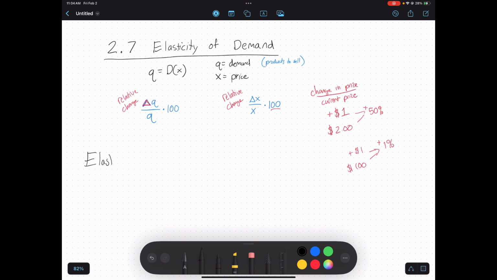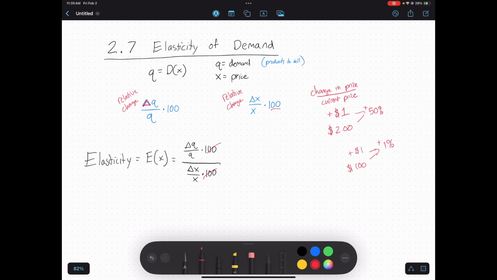So elasticity, I write it as capital E of X. I create another ratio. This time I do relative change in demand over relative change in price. Now that doesn't look very pretty, so let's see if we can simplify this a little bit.